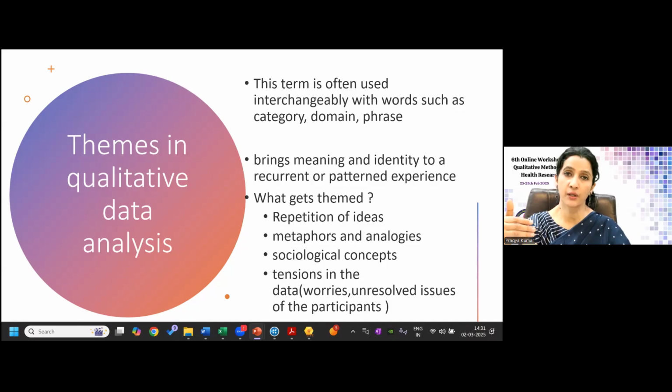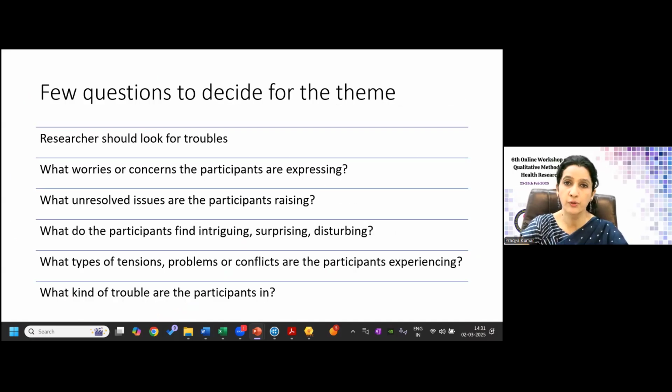Any metaphor or analogy, if you find it, can be a theme. If there is very much tension in your data or worries in your data from the participant, that can be your theme. Or some sociological concept or framework, if that is there, that can be your theme. So these can be a theme. So you can ask a few questions to decide about the theme.